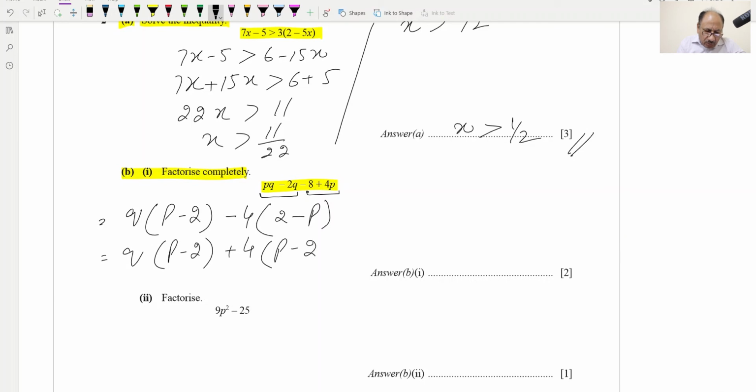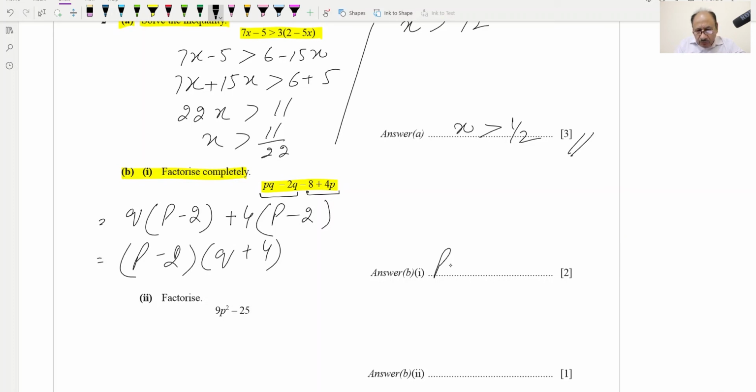we'll take one more minus common, so it will be plus 4, and inside will be p minus 2. Or directly, you can take plus 4 common over here and you will get p minus 2. So no need to write this step. So directly we are taking plus 4 common over here to avoid any additional complication. So this will be p minus 2 and this will be q plus 4, and this will be your complete perfect answer for 2 marks. So q plus 4, and this is for 2 marks.